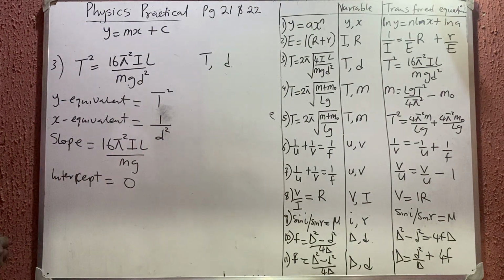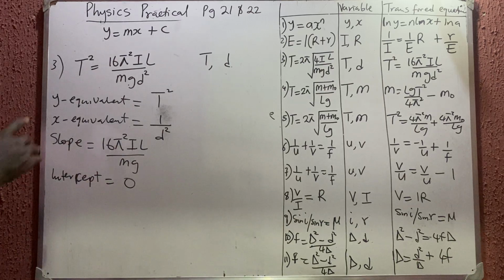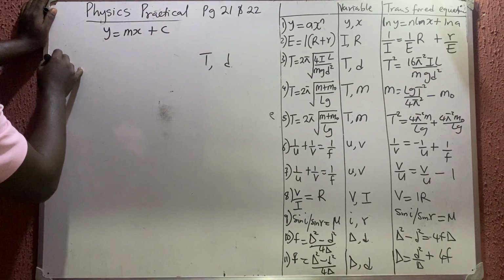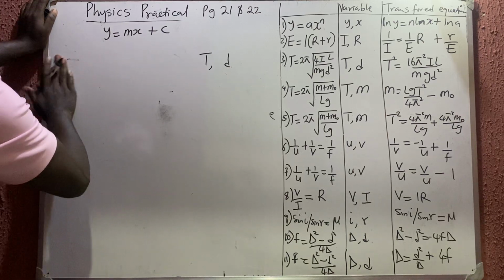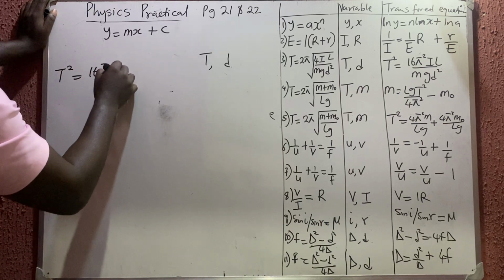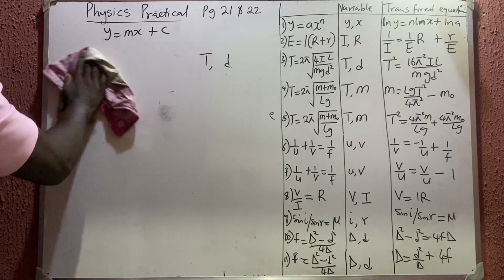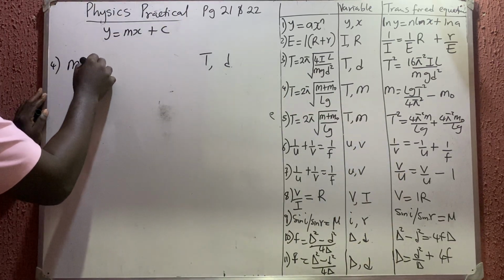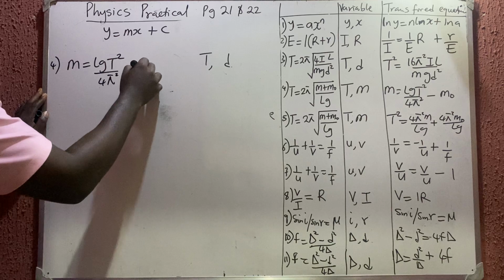Okay, so number 4. So let's move to number 4. Now for number 4, they gave us the transformed equation. Question number 4 said that our m is equal to LgT squared all over 4 pi squared minus m0.